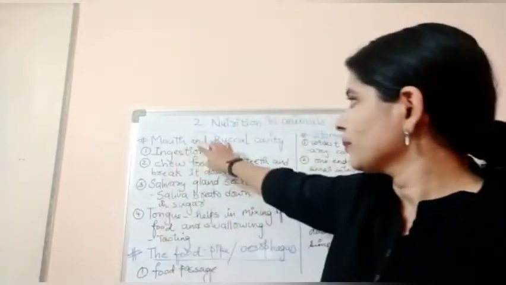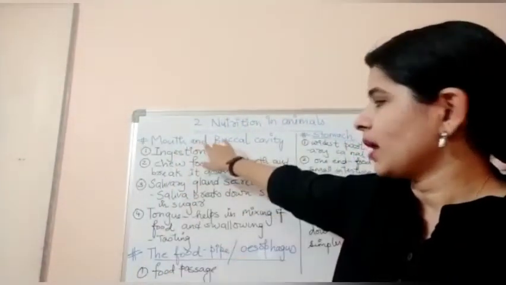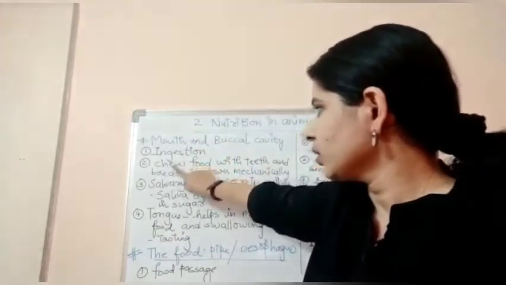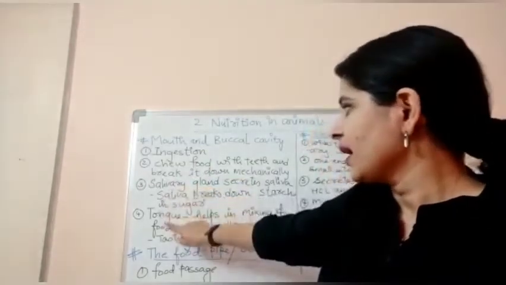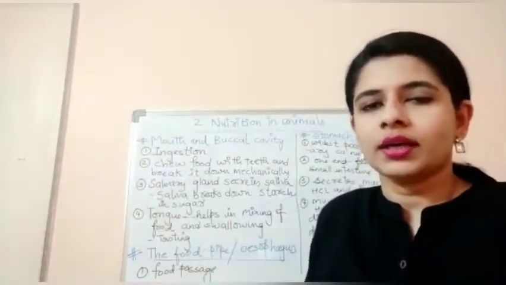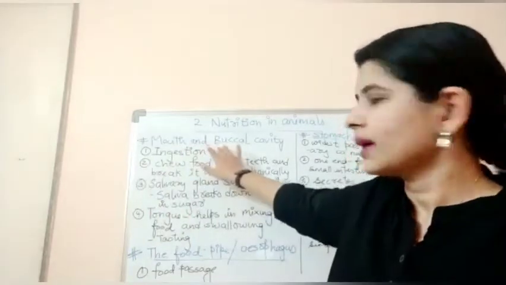These are the 4 main points about the mouth and buccal cavity. Number 1 is ingestion, number 2 is chewing food, number 3 is the salivary gland, and number 4 is the tongue. These are the 4 outline points in the mouth and buccal cavity.